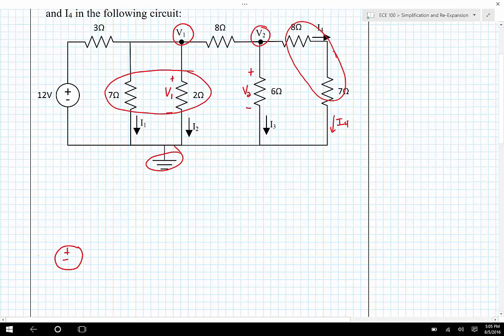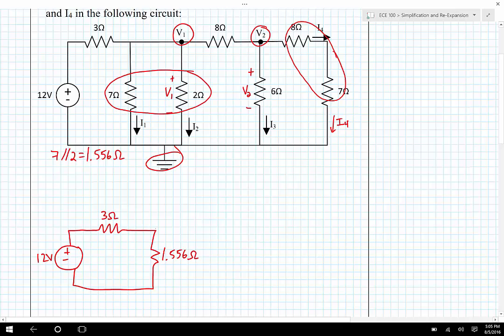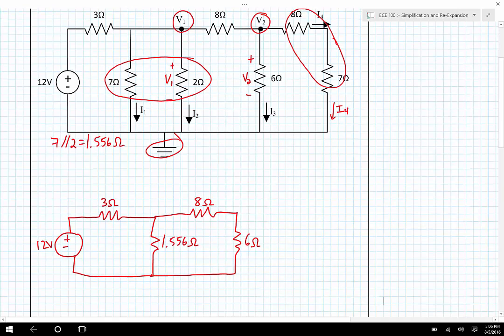I've got the 12 volt source and it goes into a 3 ohm resistor. And then it comes down into a resistor here. And I'll just mention up here, 7 in parallel with 2. That's 14 divided by 9. That's going to be 1.556 ohms. There's 1.556 ohms. This, of course, unchanged, still at 3 ohms. Then I'm going to have a resistor here, which is 8 ohms. And then a resistor coming down here is 6 ohms. And then the 8 ohms in series with the 7 ohms, that's going to give me a resistor over here, which is 15 ohms.